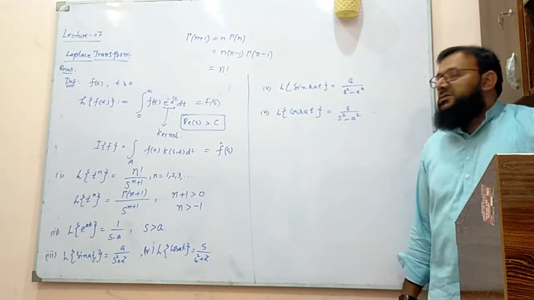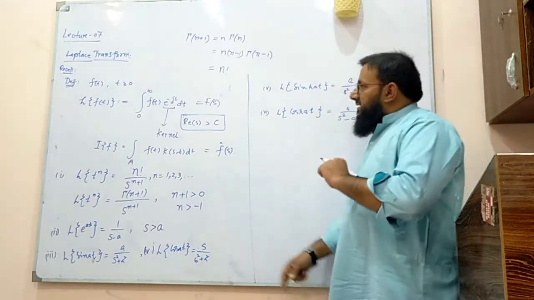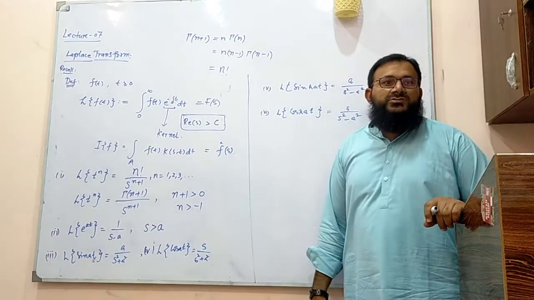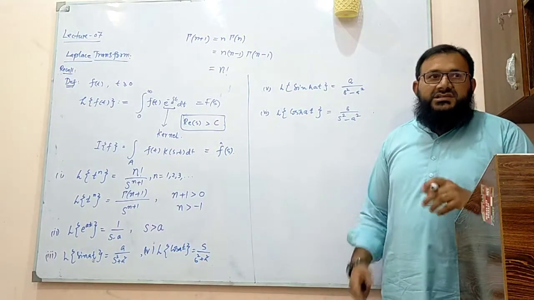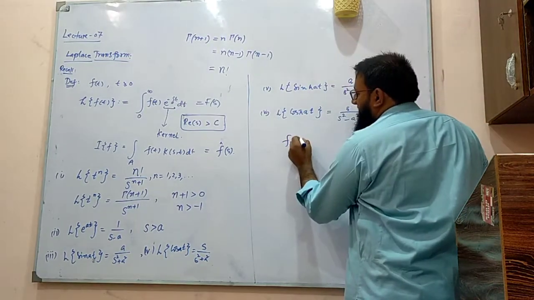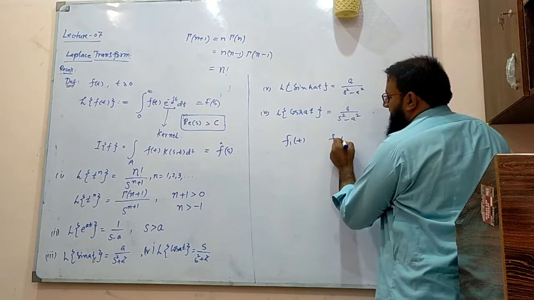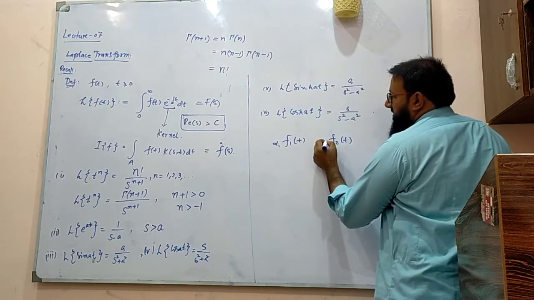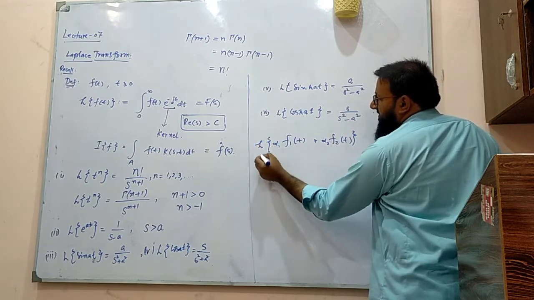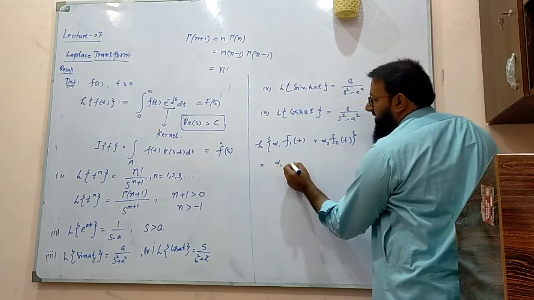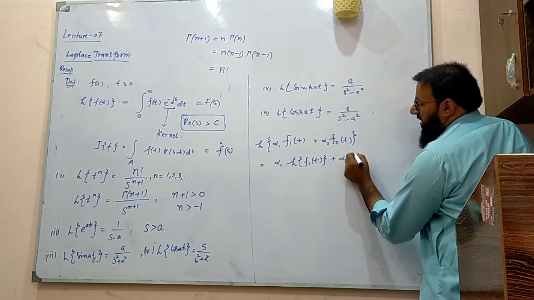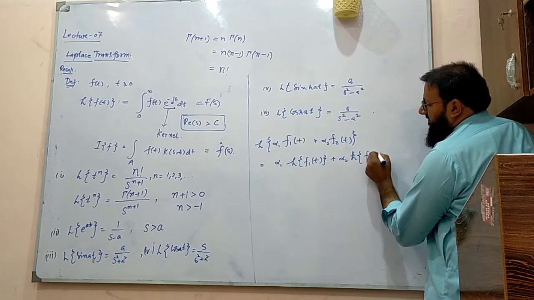And we can find the Laplace transform of any function which is simply a linear combination of all these functions, because we know very well that any integral transform is a linear transform, or in other words a linear operator. So for example, I am given a function f1 of t and a function f2 of t with some constants alpha 1 and alpha 2, and I want the Laplace transform of the whole. This will be alpha 1 times the Laplace transform of f1 of t, plus alpha 2 times the Laplace transform of f2 of t.